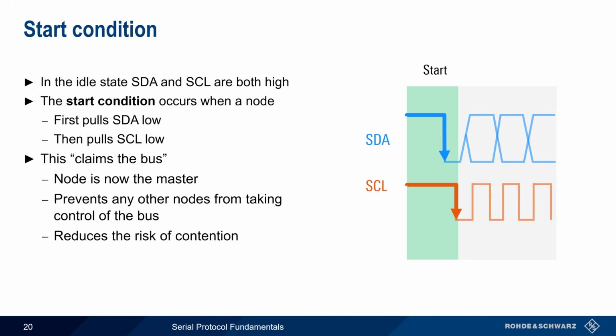The risk of contention did not exist in UART because UART has only two nodes, and full-duplex communication between these nodes was possible. Once an I2C node has seized the bus, that node also begins sending the clock signal that's used by both the master and the slave. Again, this is unlike UART, which is asynchronous and does not have a separate clock line.